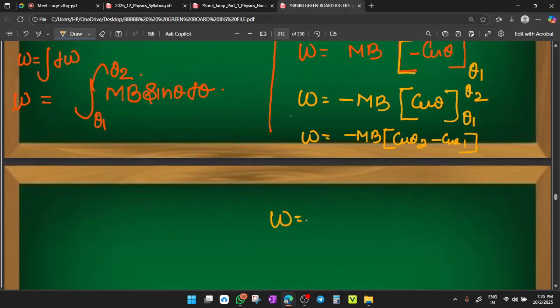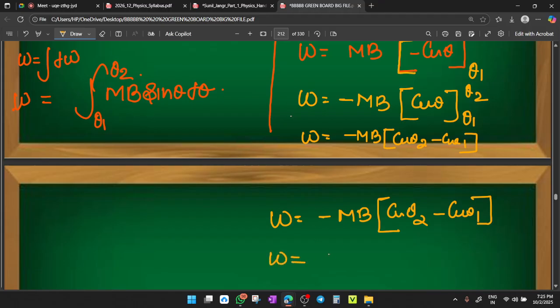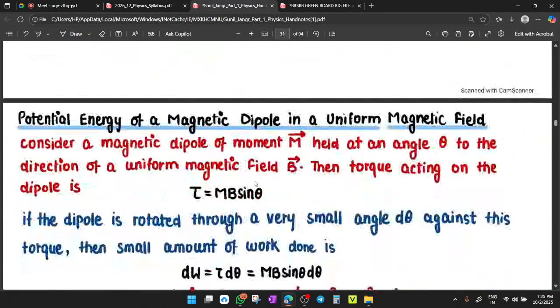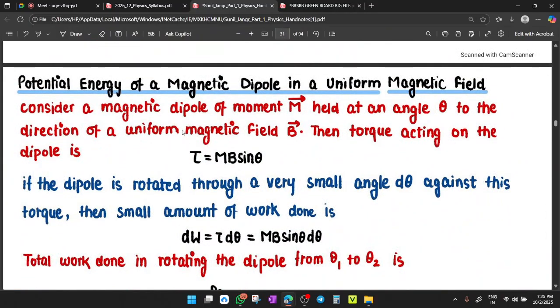Okay, so W is equal to minus m b, cos theta 2 minus cos theta 1. Take the minus sign inside, then it will become W equals m b, cos theta 1 minus cos theta 2. So this is the derivation for work done to rotate a dipole. Clear? Okay. So let's see the derivation for potential energy of a magnetic dipole.